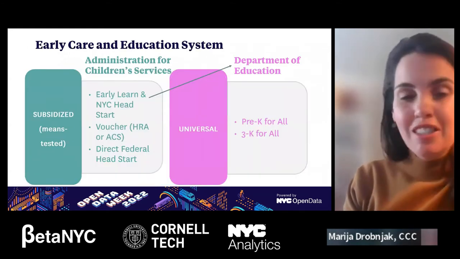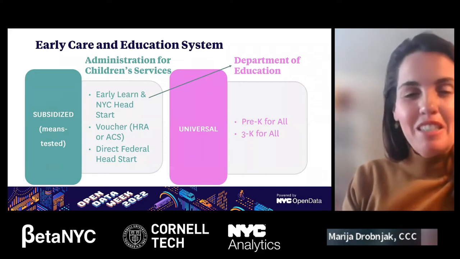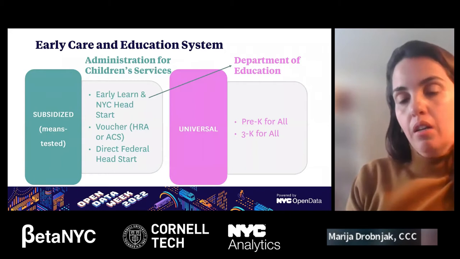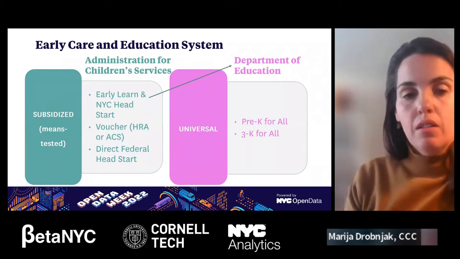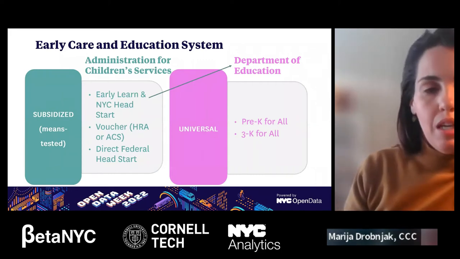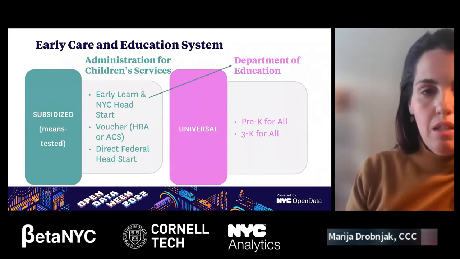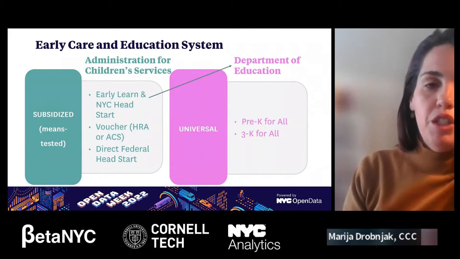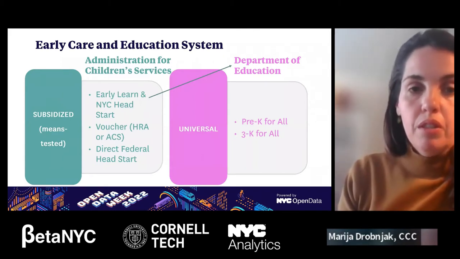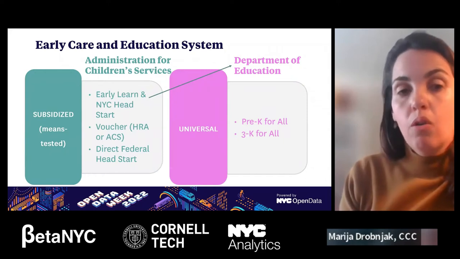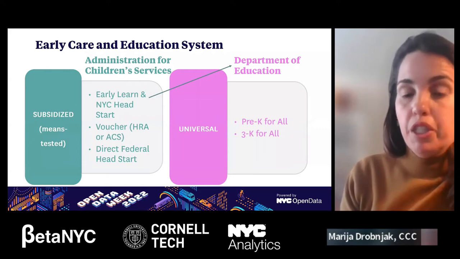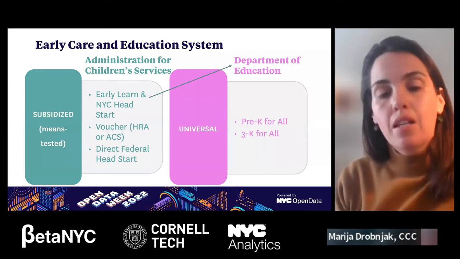So I think I said a lot on this slide, so I'll try to parse it down a bit. There are two agencies that have oversight over the childcare system in the city. On this left side, you see subsidized, means-tested, and I have Administration for Children's Services there. Prior to 2020, Administration for Children's Services had oversight over all EarlyLearn and Head Start programs, also the vouchers, either HRA or ACS.